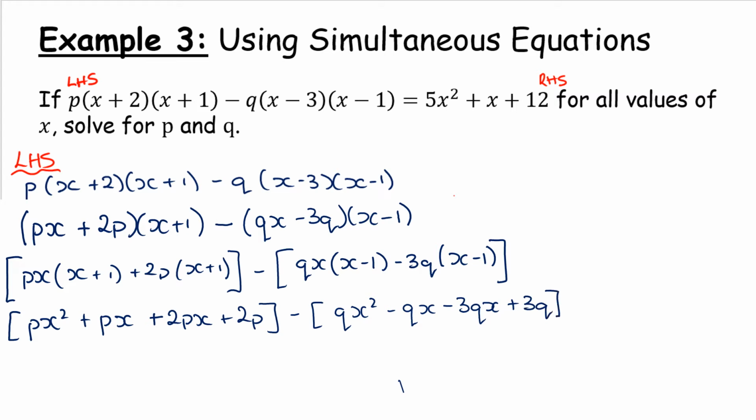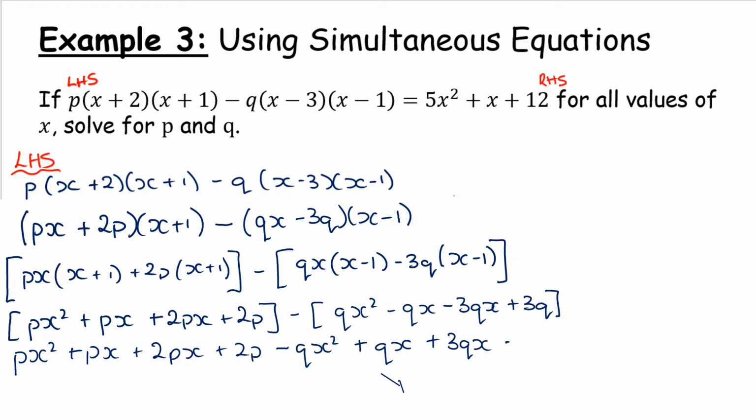Now dealing with the minus, I'm going to have to effectively multiply that second bracket by a minus 1 or change the signs. Plus px plus 2px plus 2p. I then get a minus qx squared, a plus qx, watch your signs, a minus by a minus, a plus 3qx, and a minus 3q. So because of all our unknown coefficients, that's going to be very difficult to group together. We're not going to be able to simplify it down. So we're going to go straight to equating terms.